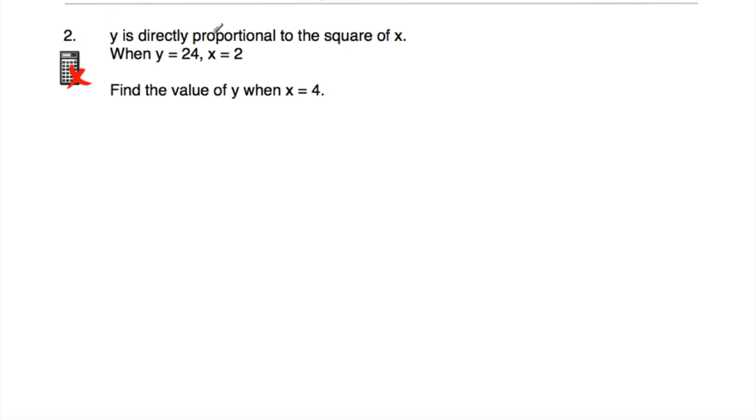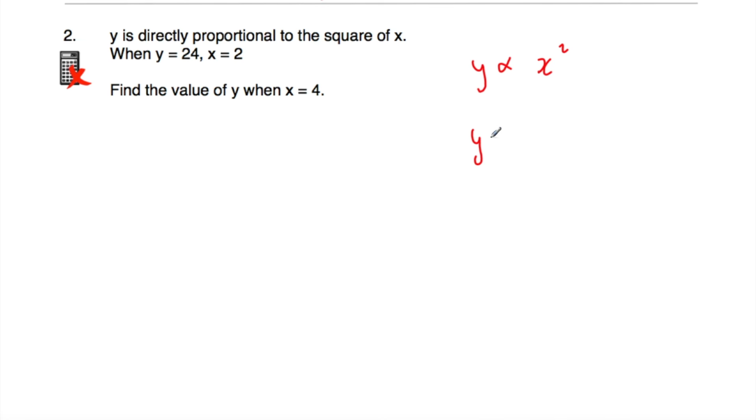We're told that y is directly proportional to the square of x. So we've got y is proportional to the square of x, that's going to be x squared. So here we've got y is proportional or directly proportional to x squared, and that's it. Okay, so now we want to get rid of this proportionality symbol, so we're going to replace it with the constant of proportionality k. So we're going to times whatever this is by k.